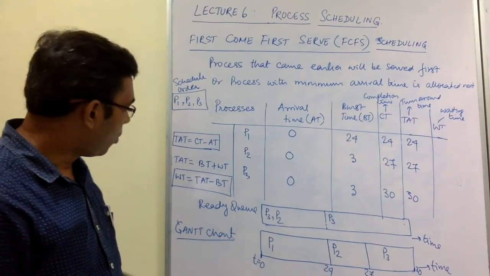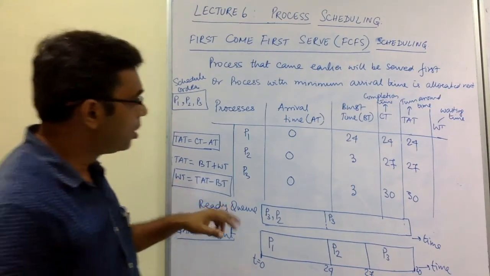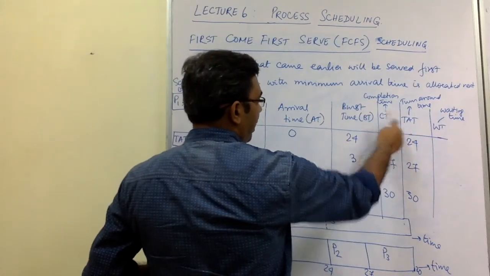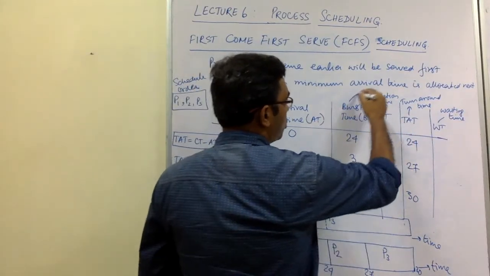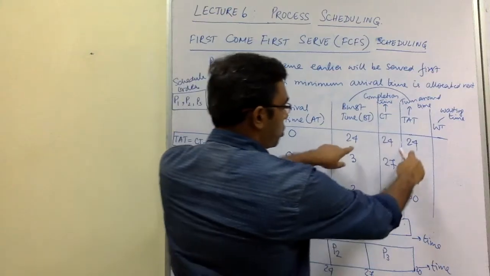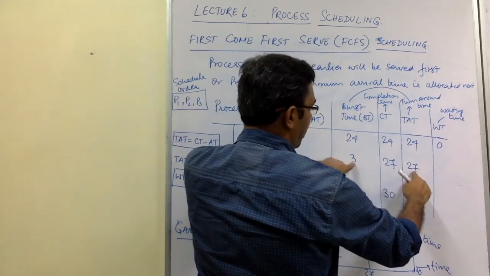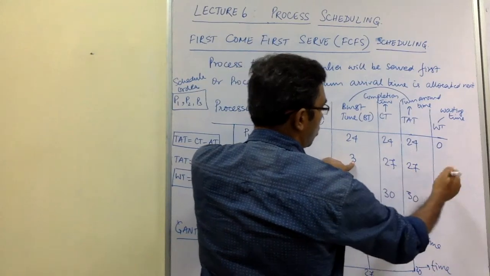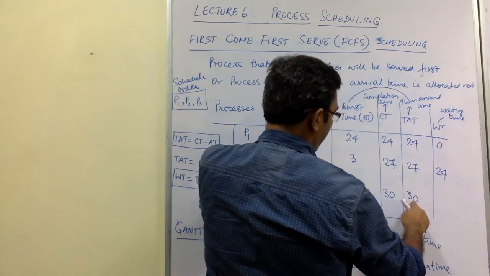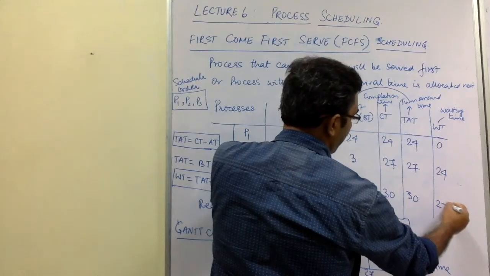Now what is WT? WT is TAT minus BT, so it's between these two. That means 24 minus 24, which is 0. Now we have 27 minus 3, which is 24. And then we have 30 minus 3, which is 27.